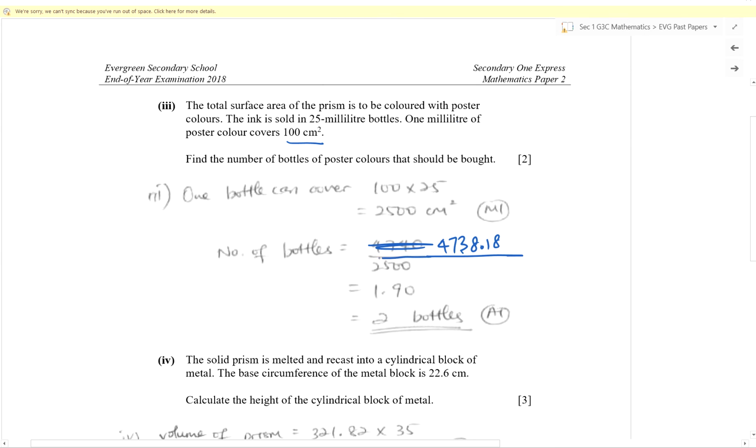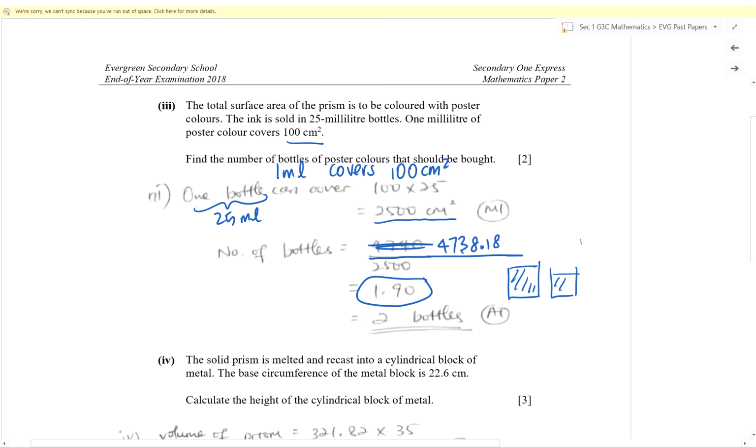Okay, so now one bottle can cover 2500 square centimeters, because 1 ml covers 100 square centimeters, and one bottle is 25 ml, so 25 times 100 gives us this area. So if I need to cover 4738.18 square centimeters, we will need to divide it by 2500 to arrive at 1.90 bottles. I need one bottle plus 0.9 of a bottle. So we need to buy two bottles.